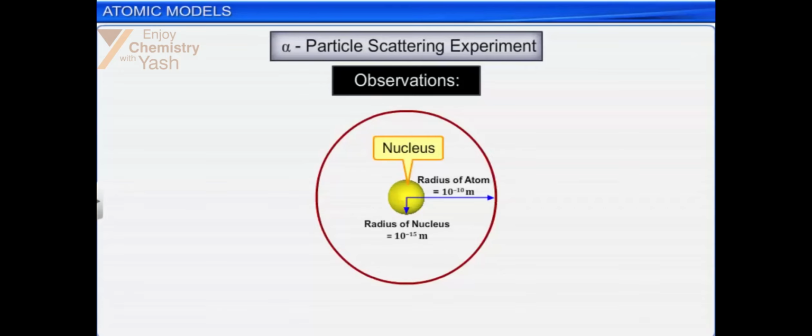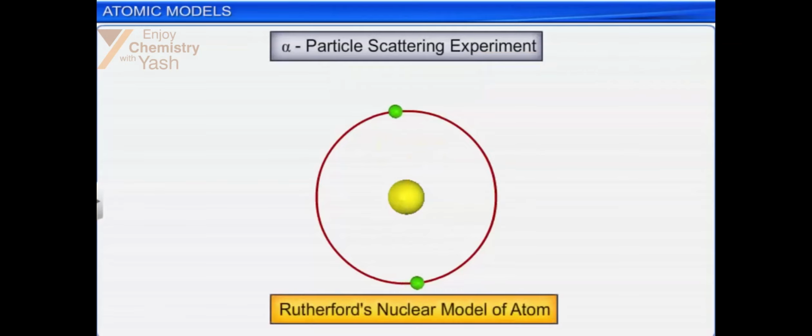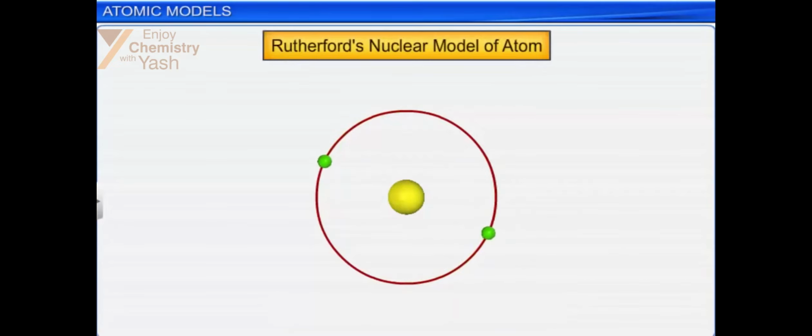Based on the observations and conclusions of the gold foil experiment, Rutherford proposed a new atomic model called Rutherford's nuclear model of atom immediately after the discovery of protons. According to Rutherford's nuclear model, an atom consists of a tiny, dense, positively charged center called the nucleus. The entire positive charge and most of the atomic mass of an atom is concentrated in the nucleus.